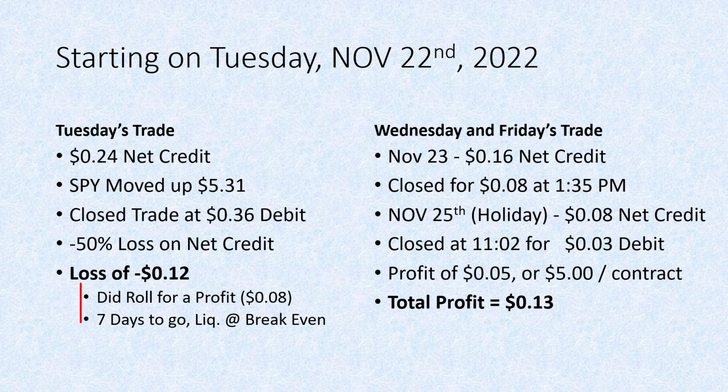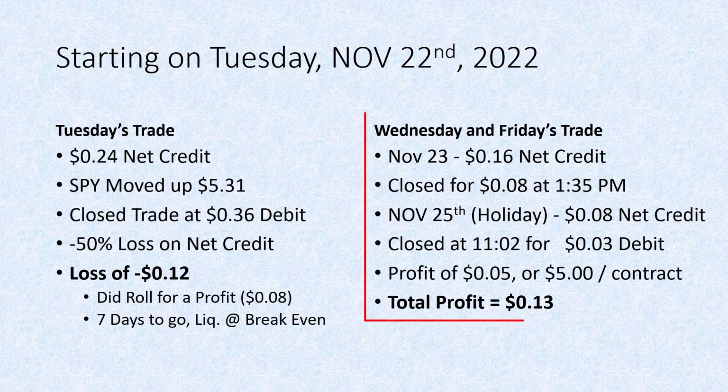We decided to roll this position out 10 days, accounting for the 36-cent debit to close the position. The new net credit was only 8 cents. We still have 7 days to go, and as we saw, right now liquidating is just a break even. It's a wash, so we'd still be down 12 cents on this structure, even with the management in place. We've got to wait till closer to December 2nd expiration.